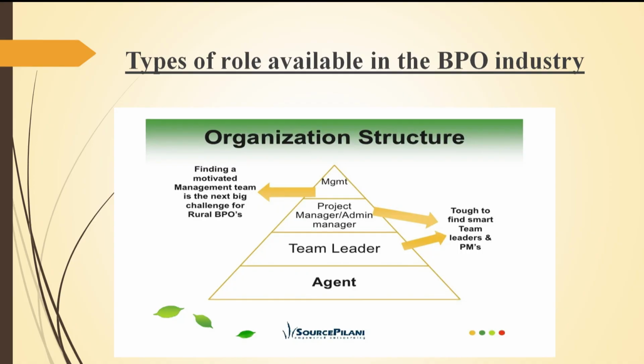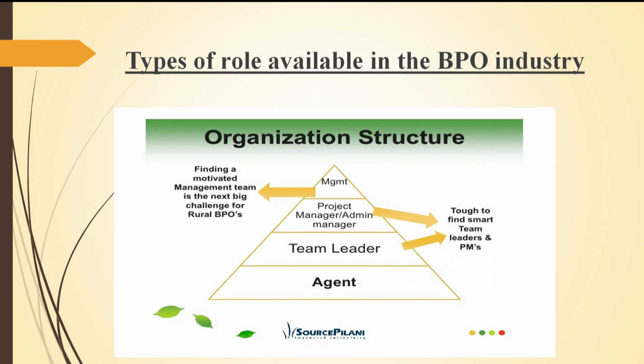So here we have given you a figure which really shows the types of roles which are available in the BPO industry. This is an organization structure. Each organization has a different structure, because some may be a manufacturing unit, some may be a trading organization, some may be a service provider. So all of them will not have the same pyramid, but more or less the roles which are available are the same. To begin with, at the lowest level we have the agents or the associates.